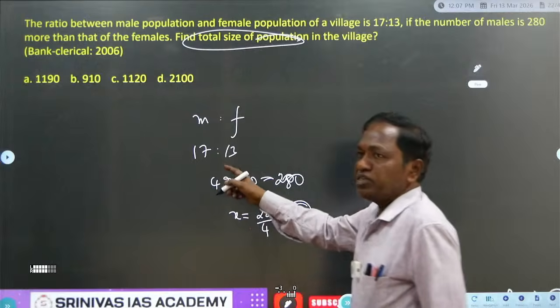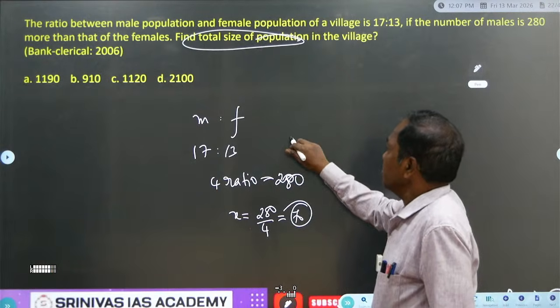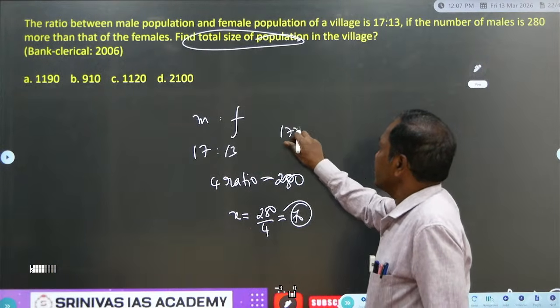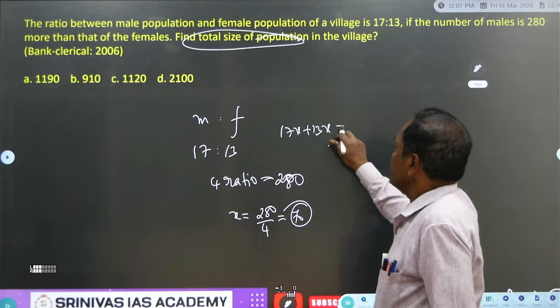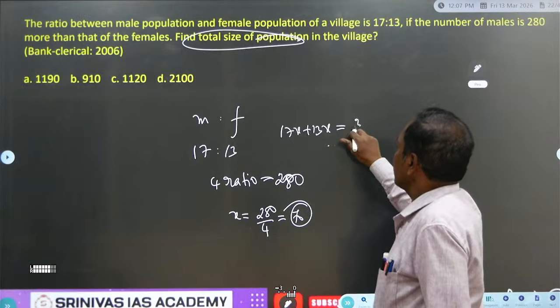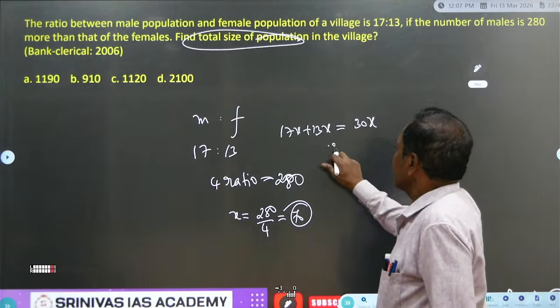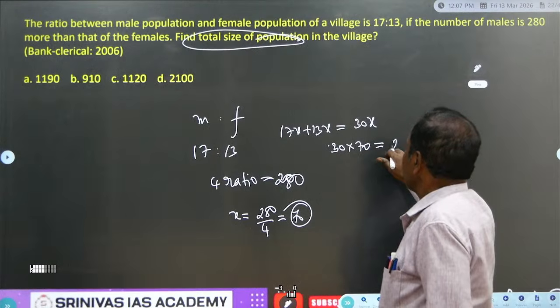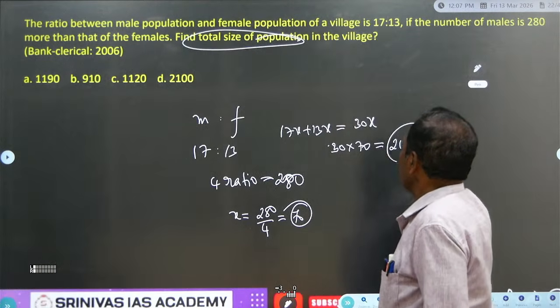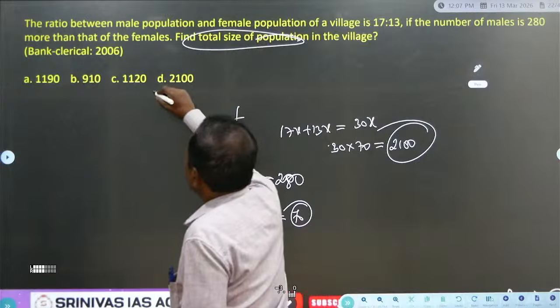Total size of the population, male plus female. It means 17x plus 13x equals what? 30x. 30 into 70 is 2100. 2100. Option D.